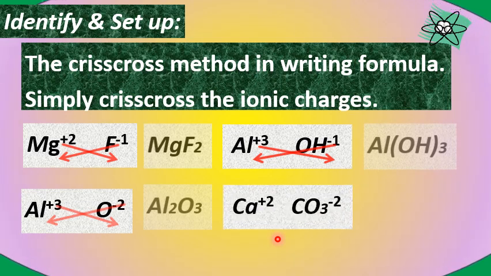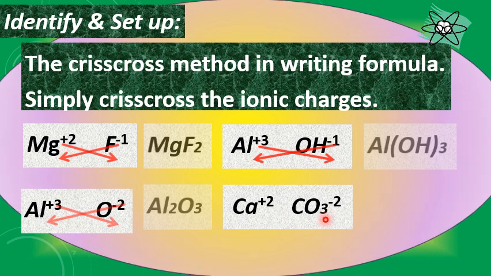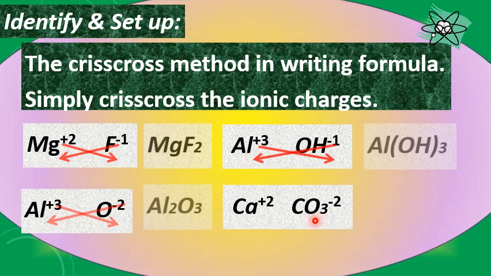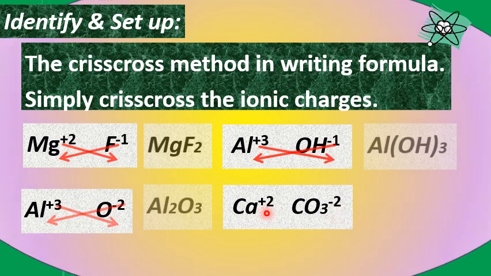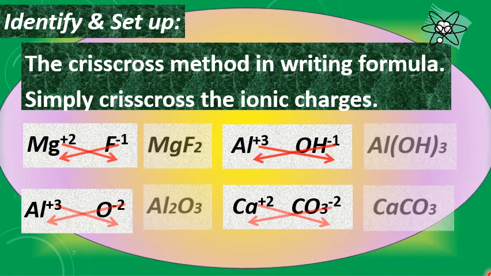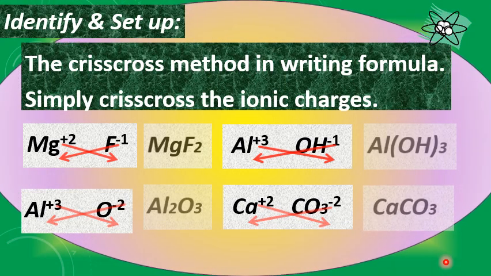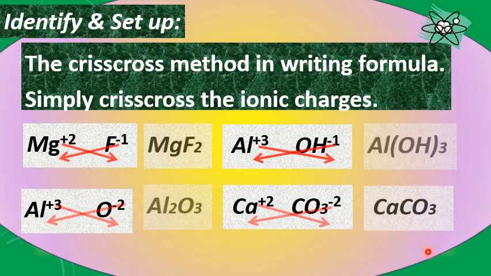And our last example here is when +2 calcium ion is combined with a polyatomic negative ion known as carbonate, whose ionic charge is -2. So doing the crisscross, we will get the resulting compound written as CaCO3. There's no need to use parentheses.